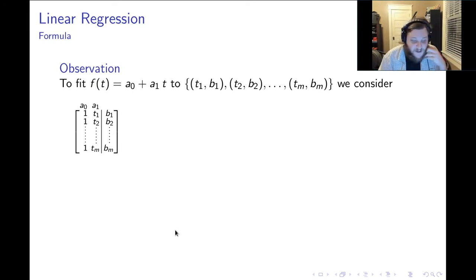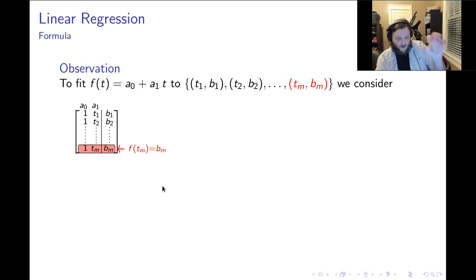Well, that would give us a system, and the first equation would tell us f of the first x-coordinate t1 equals the first y-coordinate b1. And that's one row in an augmented matrix here. Then we get another equation, f of t2 equals b2. And we keep going with our equations until we get to the last equation, which would be f of tm equals bm. And so now we know that if the data fit perfectly, this system, this augmented matrix, would be the data of a consistent system.